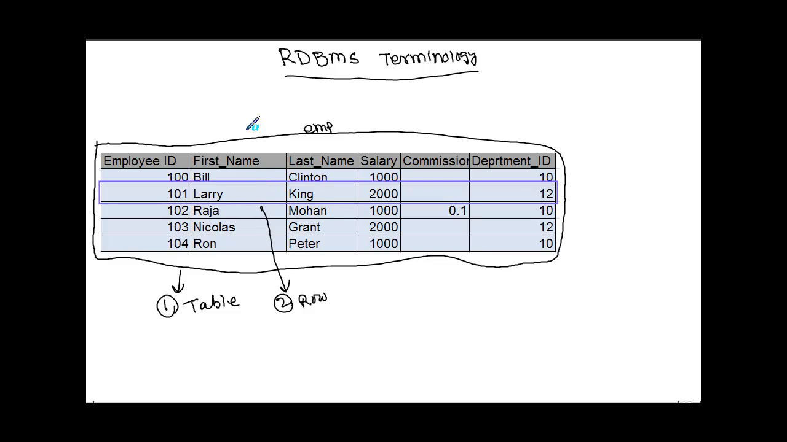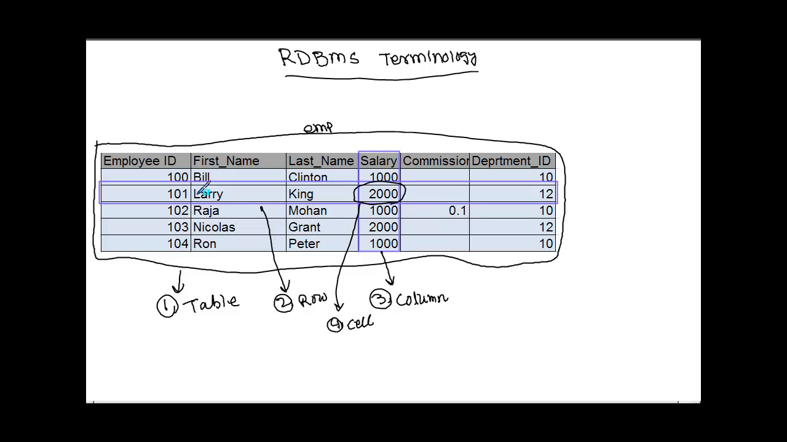And then there's another thing, this is called a column. What you can imagine is that this column gives me all the salaries of the employees. So this is called a column. And the intersection between a row and a column is called a cell or a field.